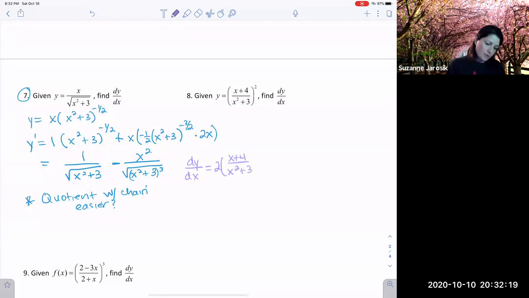X squared plus 3 to the first power rule times. Now my chain rule is actually a quotient rule. Low D high minus high D low over low squared. There we go. Low derivative of high minus high derivative of low over low squared.